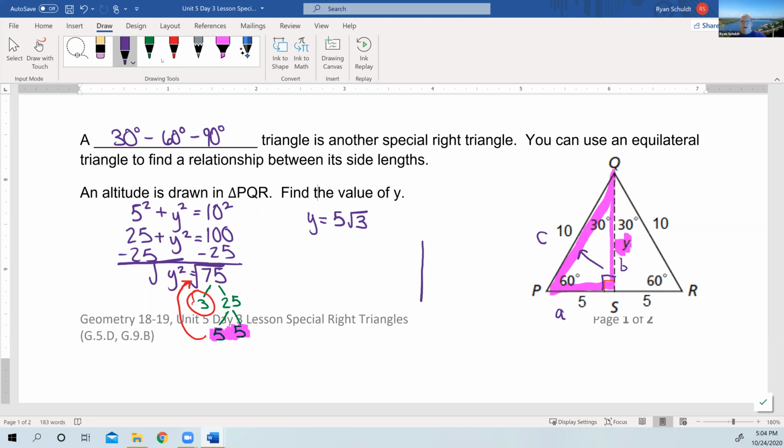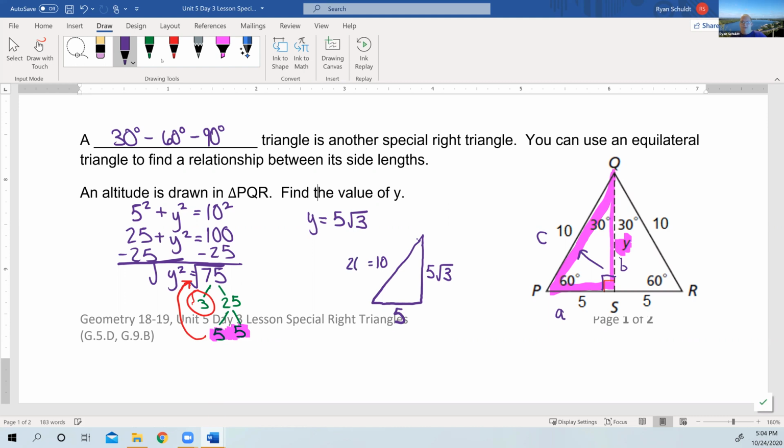Now, that's kind of odd, isn't it? What do you notice here? What do we notice here? This side is 5 square roots of 3. This side is 5. This side is 10, but what's 10 equal to?